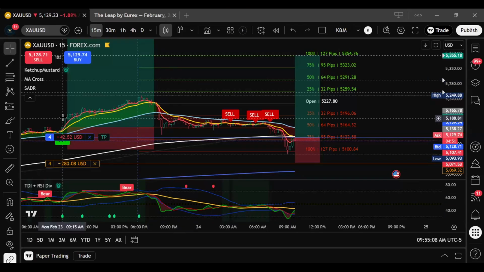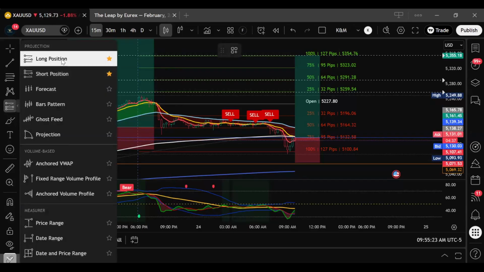So you will go to the app. I know it's the pencil. I got it lined up like this, but it's above the paintbrush. So here on the left side, you would hit that, and it's the long position for buys, short for sells.